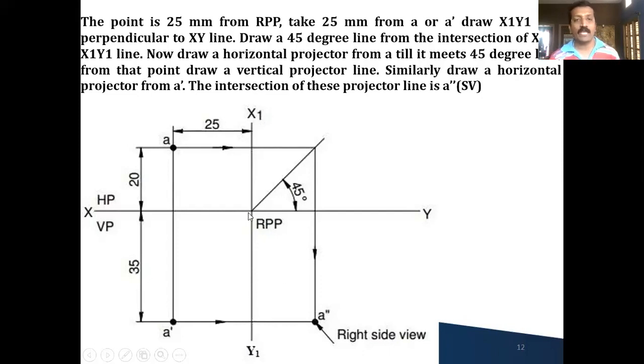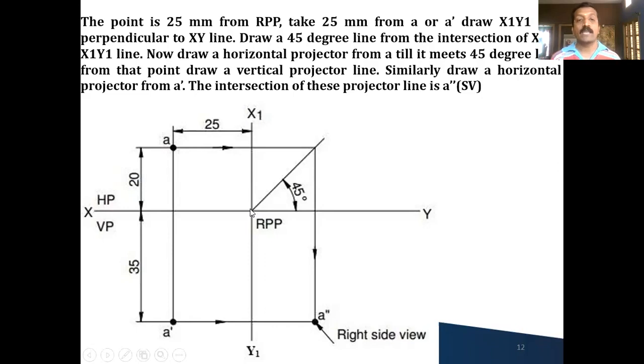The intersection between your XY line and the X1 Y1 line is the origin, so call it O. Wherever you are drawing the side view, there you write RPP or LPP. The side view is always obtained either on the left or right side of your front view, so call this particular portion the RPP. And where to draw the 45-degree line? On whichever side you are getting the top view, on that side you need to draw the 45 degree line. In the last class we discussed why it has to be drawn: to transfer the same distance from the top view to the side view.